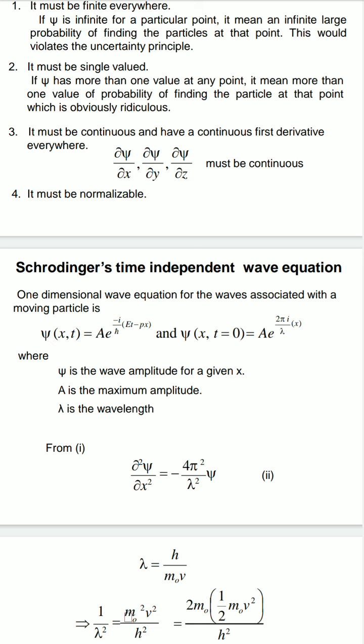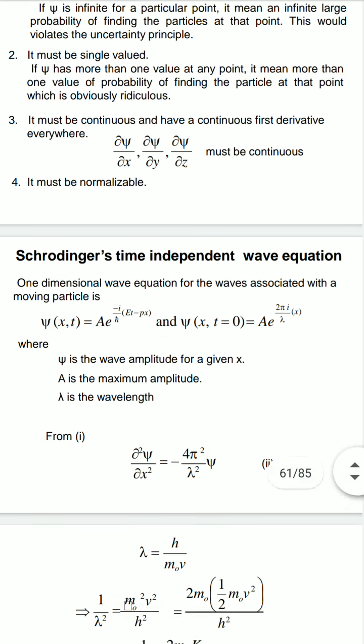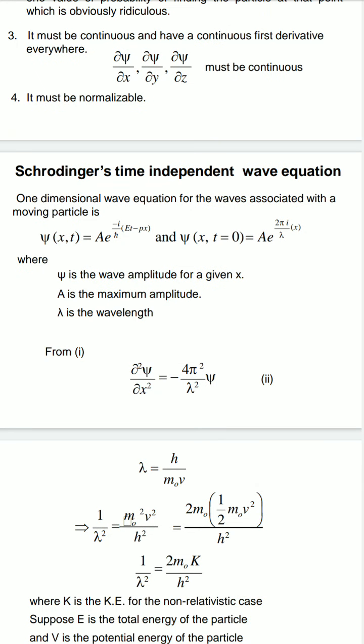Okay, so you have to take that second wave function psi, which is A into e raised to 2 pi i by lambda into x. So now lambda is the wavelength, A is the amplitude, and we take the first derivative of this wave function psi with respect to x. Dou psi by dou x you take, and then you take one more derivative with respect to x. So dou square psi by dou x square you will get, and that will be equal to minus 4 pi square by lambda square into psi.